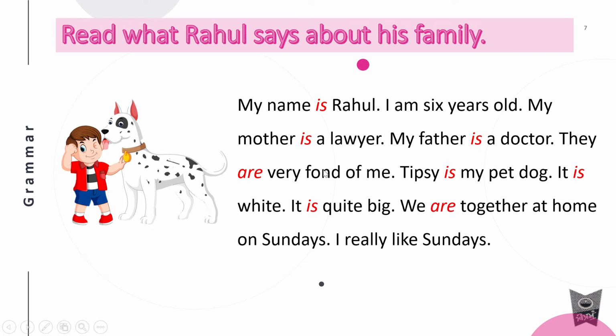Okay, see, I'll show you again. We are talking about Rahul, and we are using only one. Rahul is what? One person only. So we are using is. Okay. Then we are talking here about mother. Mother means only one person. So we are using again is. Here we are talking about father. Father is again only one person, one naming word, and hence we are using is.